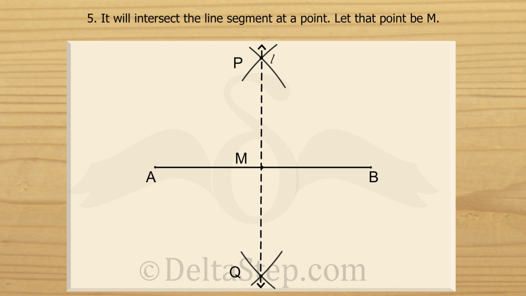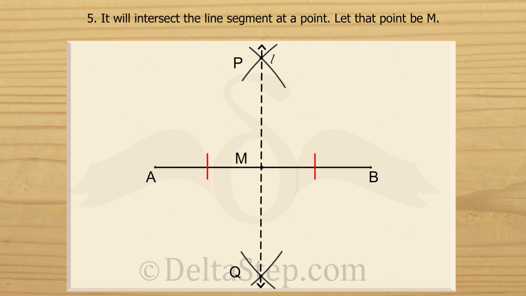Now we can see that the line L intersects the line segment AB at a point. Let us name this point as M. Now the line L is the required perpendicular bisector of AB. This means that the line L is perpendicular to AB and it also bisects AB. That is, M is the midpoint of AB.